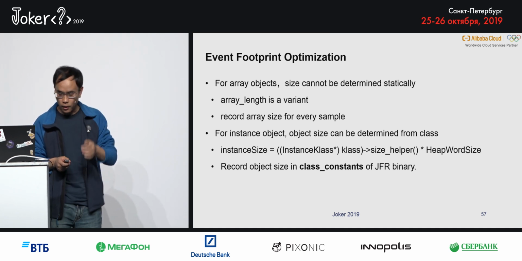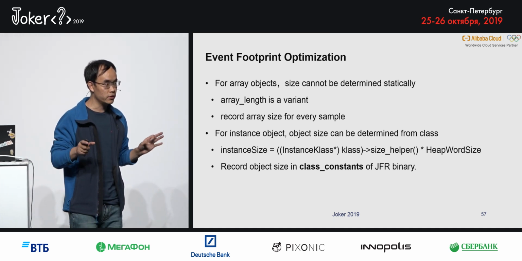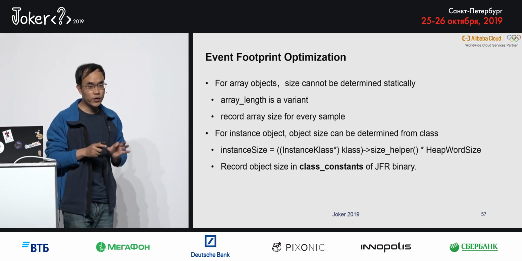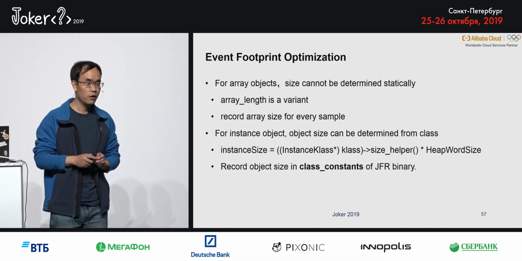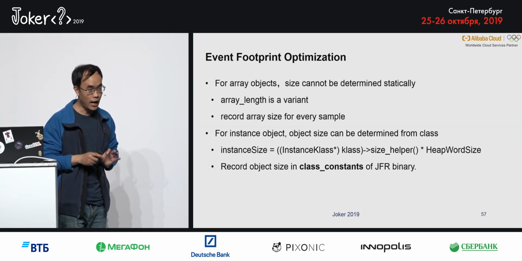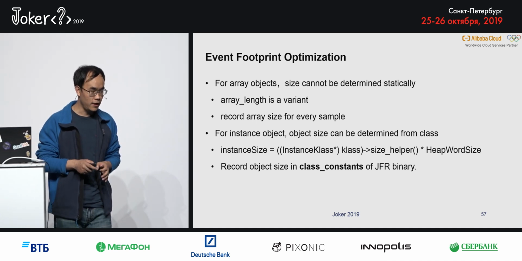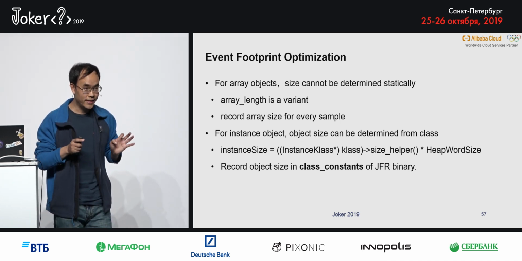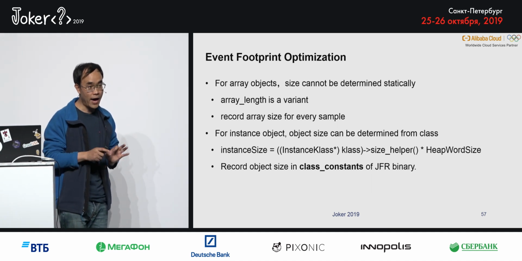So let's talk about why we have two events for array and for instance. The consideration is about footprint. We want to save footprint for events. Our optimization is based on two facts. The first fact is the size, length of array cannot be determined statically. So we need to record the array size for every sample.